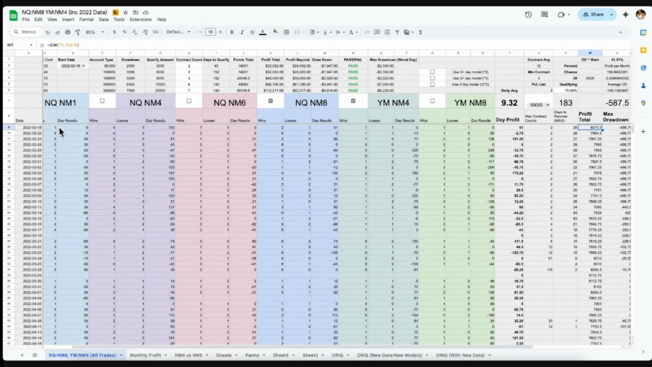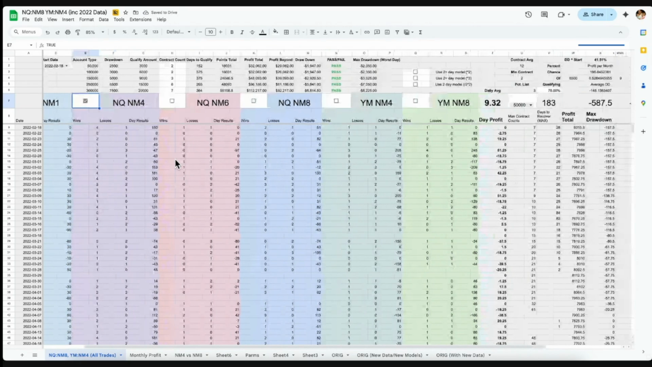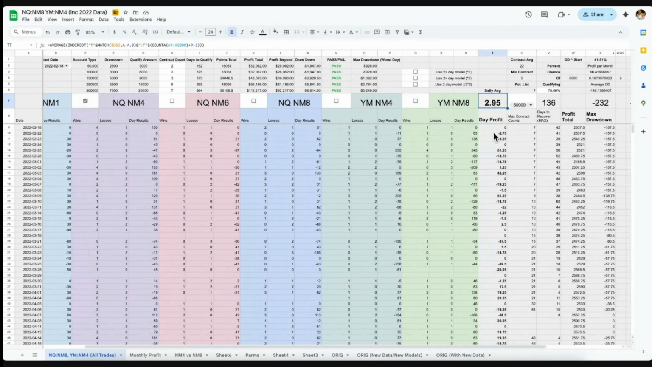But this is just telling you what it would do if it were blind trading. Now, the model that makes the most profit is the NM4 model. Here's the problem though. The NM4 model, again, has a drawdown that is high, and you'll see in a moment because it'll pop up. The daily average is about 9, which is good.